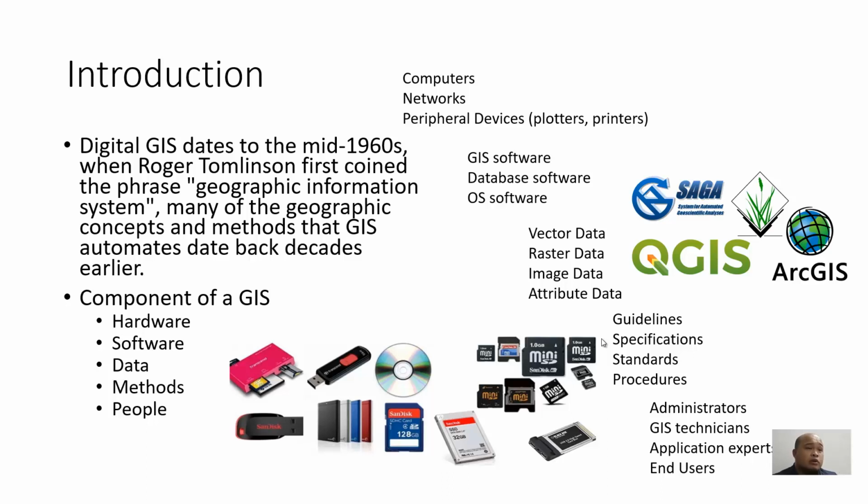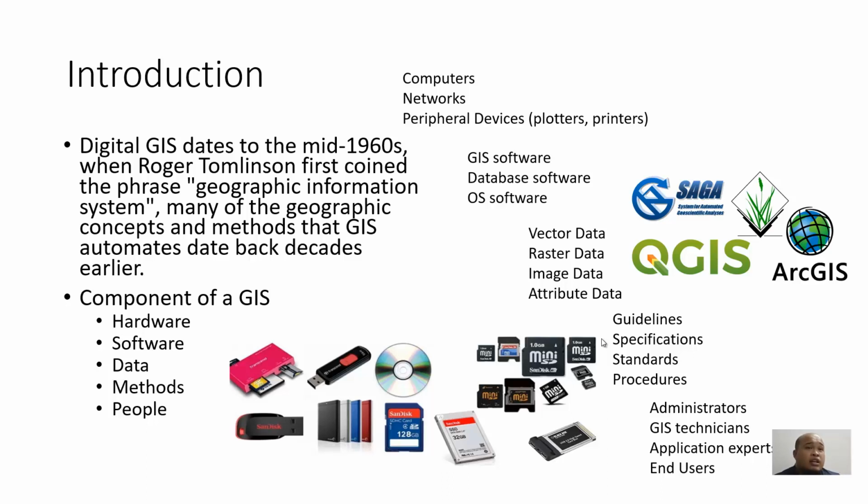Starting with the hardware, it is of course the computers themselves. Without the computers, it is actually not considered digital. But the computers alone are not strong enough to process a GIS. Therefore, it requires a network, a network of internet or connectivity between computers.